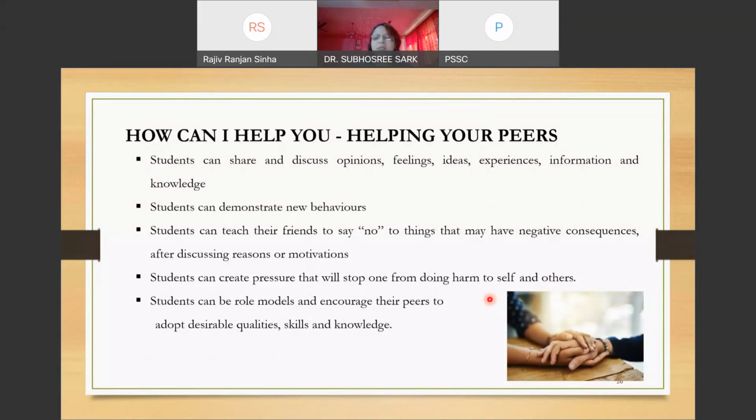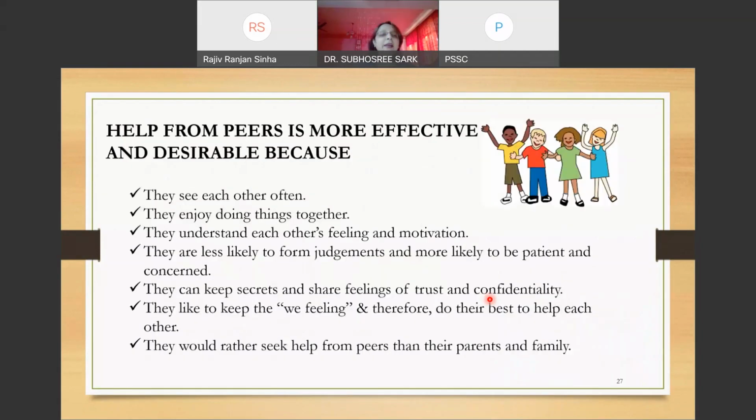So if the students are in a peer group, yes, you will not say it in front of the student that I will use you. No, through your unsaid language, through your body language, you have to use them for your advantage. Okay, why is it more effective?